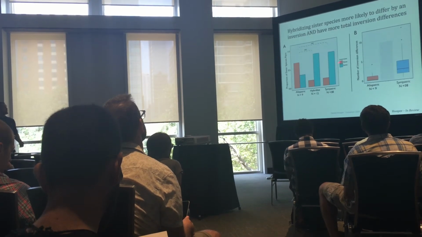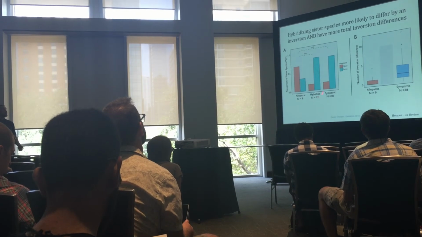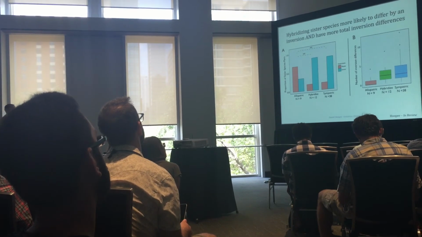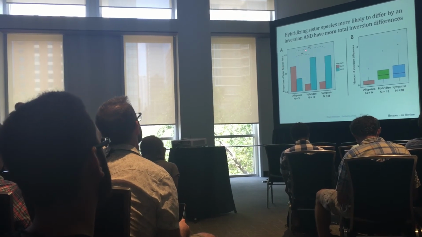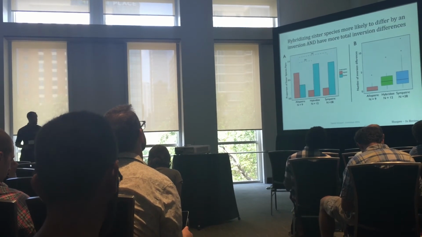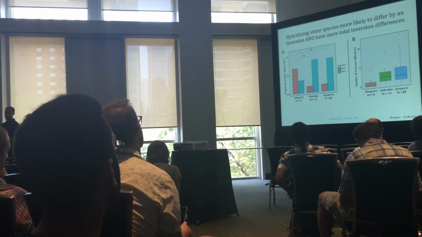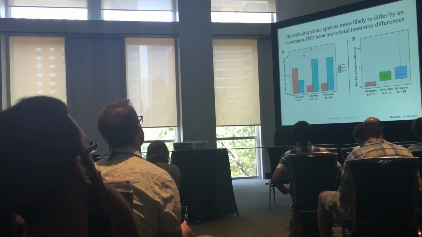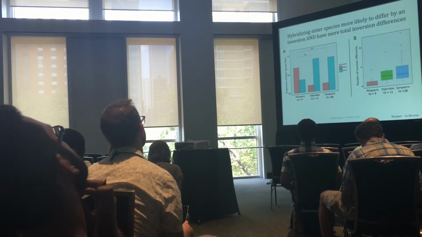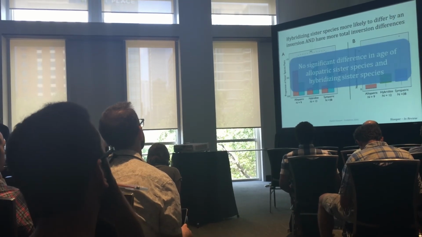And when we look at the subset of sympatric species that are actually known to hybridize in the wild, we maintain this difference in terms of the likelihood of differentiation by inversions and the number of inversions. And the critical thing here is that though sympatric species are older on average than allopatric ones, which is not a surprise, the hybridizing ones are not. So age is sort of accounted for here.